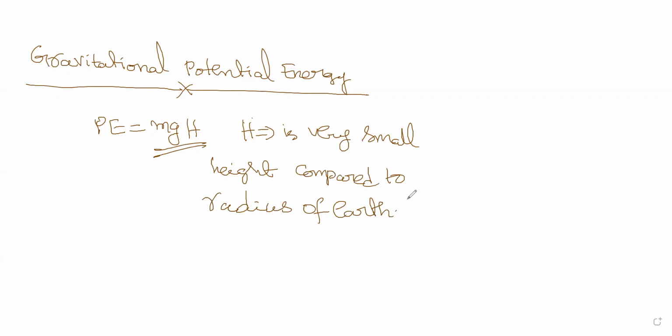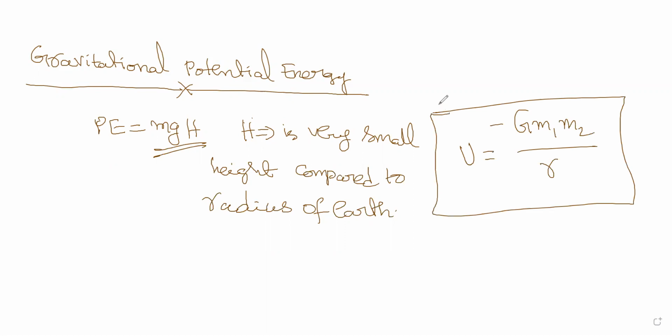In another sense, when we consider gravitation, we have another formula for the potential energy, that is negative of G m1 m2 divided by r. So this is the potential energy, negative of G m1 m2 by r. After writing this, please let me know. Yes, sir. Clear? Yes, sir. Good.